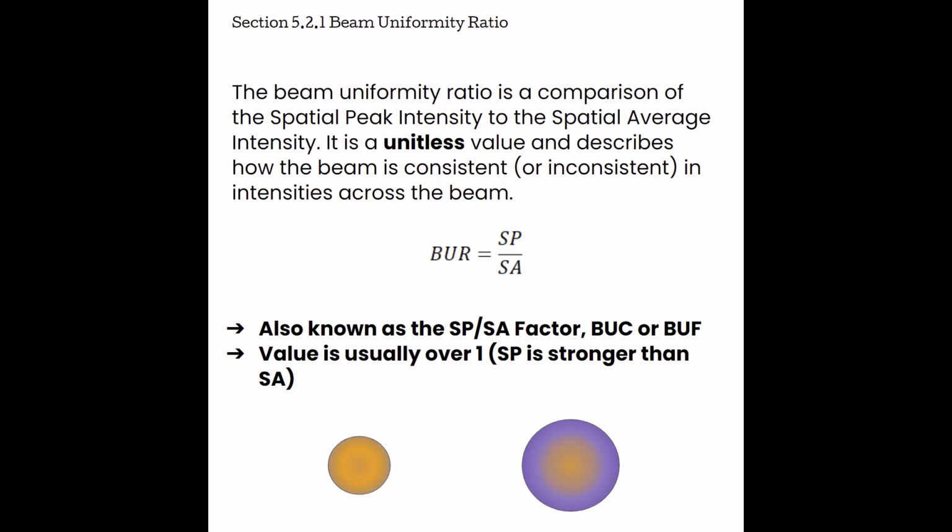That circle's intensity is more inconsistent throughout the cross-section of the beam, and we'll see that SPSA factor increase to much more than 1. To give a real-world example of the SPSA factor, we can think about microwaving a meal. If you've ever microwaved something and had really inconsistent temperatures, that's what we're looking at with the SPSA factor.